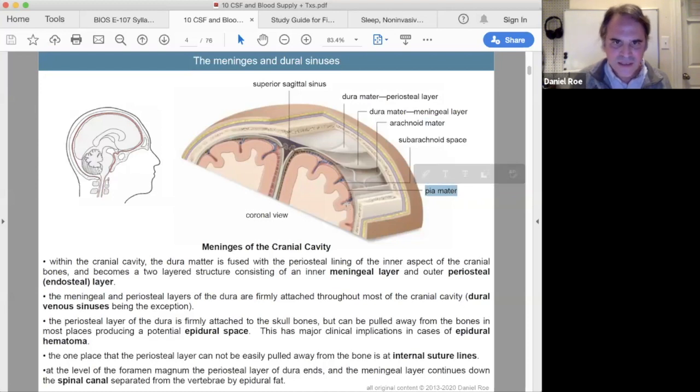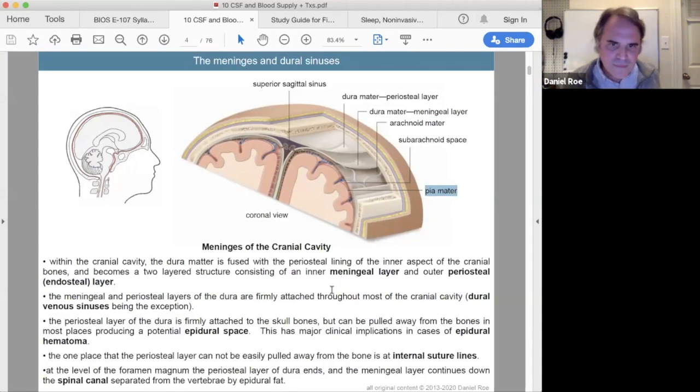And the pia mater is unlike the other two. You know, the dura mater lays against the skull. The arachnoid follows more or less closely with the dura mater. And then the pia mater is the only one that goes down into the sulci and follows the sulci and gyri closely throughout the brain.